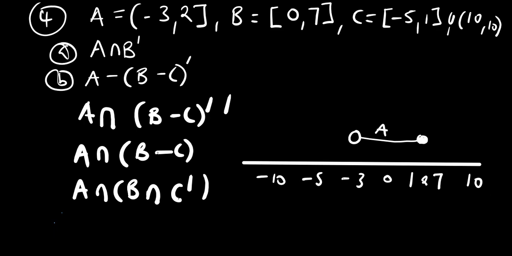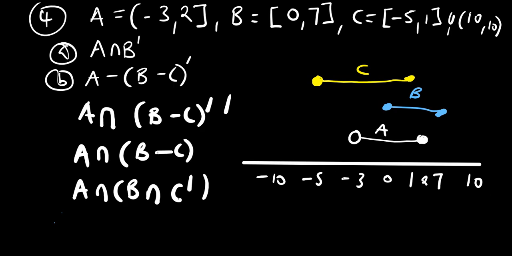Our B we said it's from 0 to 7. So let's say 0 to 7. Both of them are included, so I'm going to 7 like that. This is our B. Our C is from -5 to 1. Because -5 and 1 are included, I'm just going to circle them in advance, and 1 is somewhere here. Then we join them. This is our C.